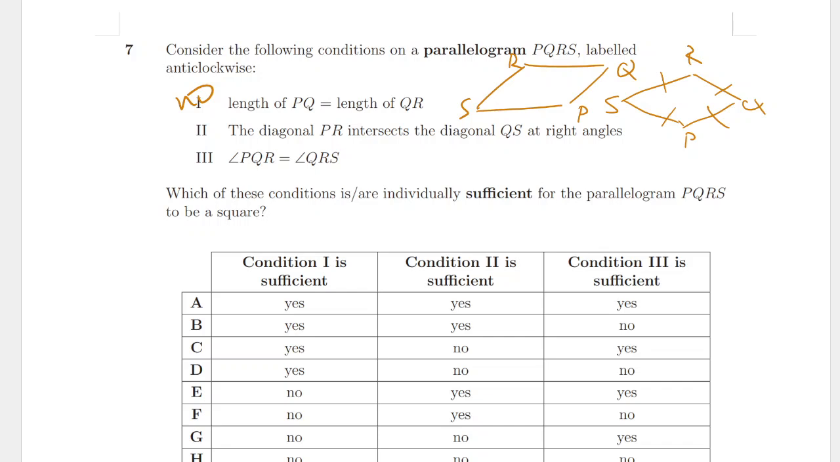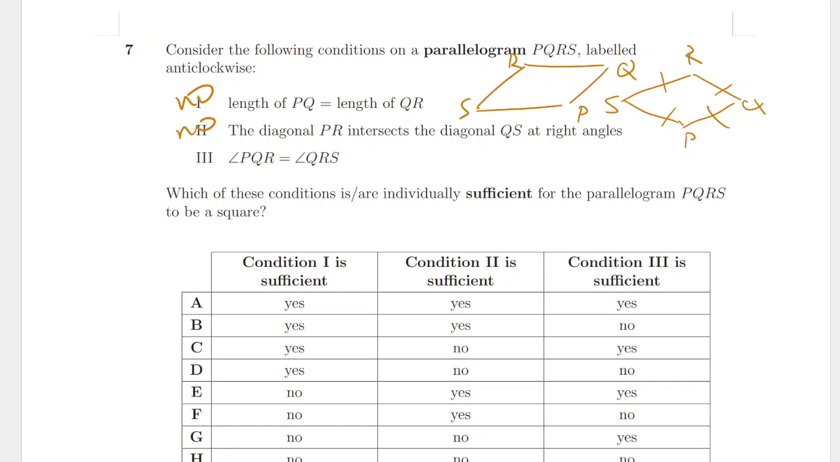The diagonal PR intersects the diagonal QS at right angles. Okay, I think I could actually use the same example, right? Because it's a rhombus, so the diagonals intersect at right angles. That's definitely possible. All right, so no. Okay, how about option 3?